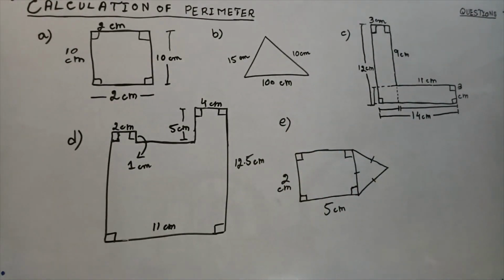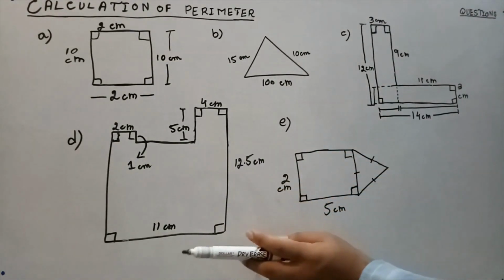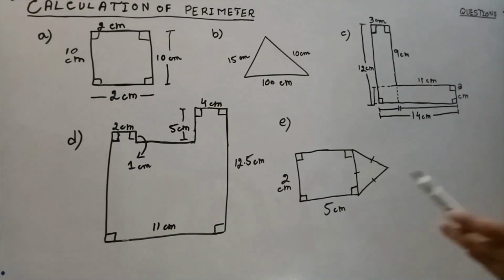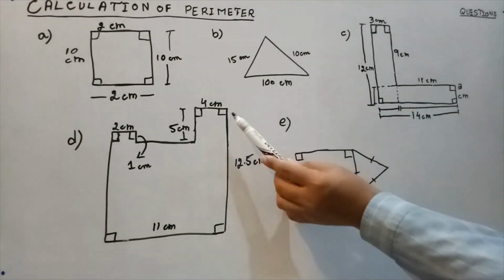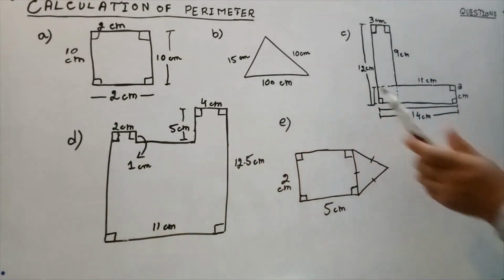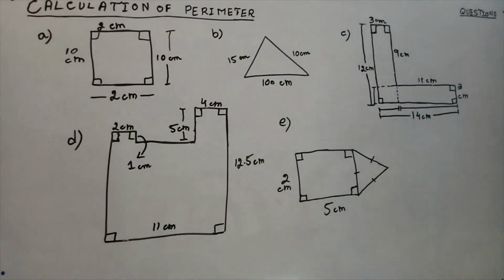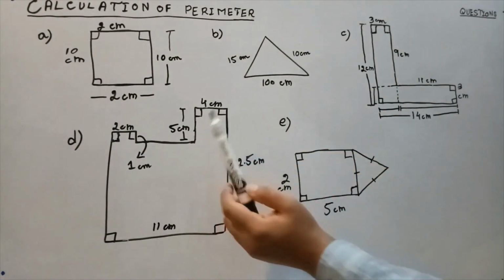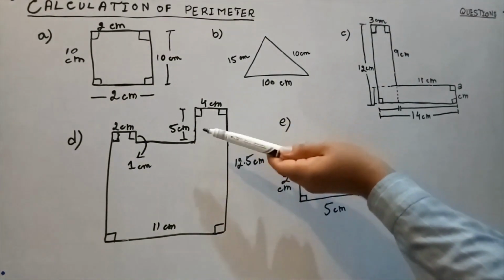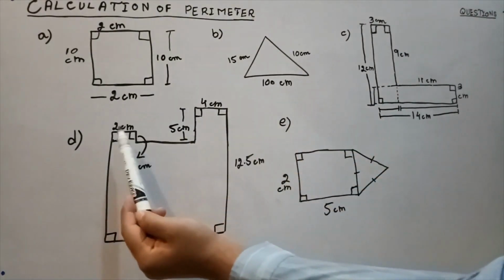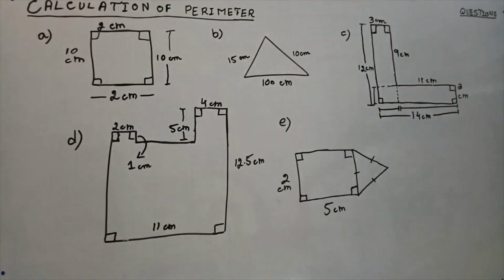Here you can see we have an irregular shape. You can see here we have 90 degrees, 90 degrees, 90 degrees, and also 90 degrees here. This one is 12.5 centimeters. Clear? This one is 12.5 centimeters. This one is 11 centimeters. This one is 4 centimeters, and this one is 5 centimeters. This one is 1 centimeter. This one is 2 centimeters.